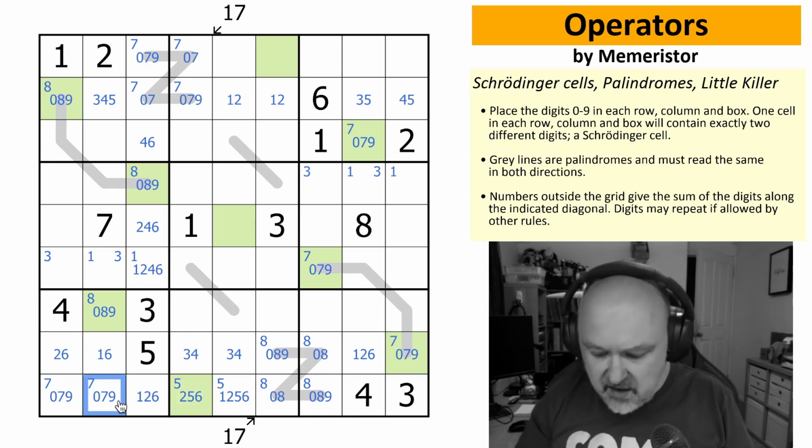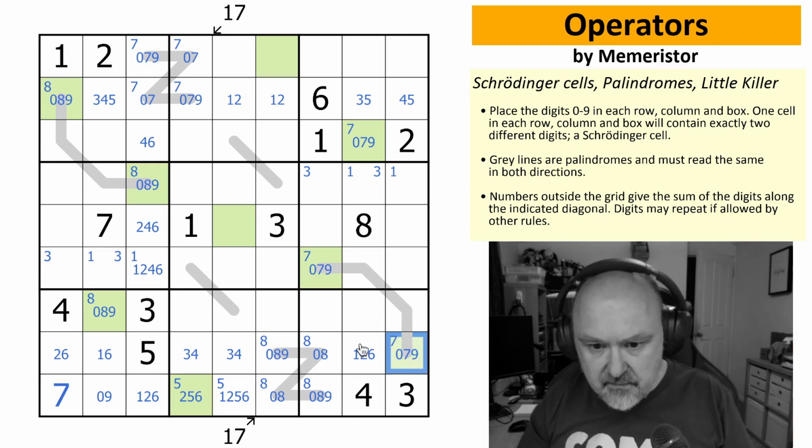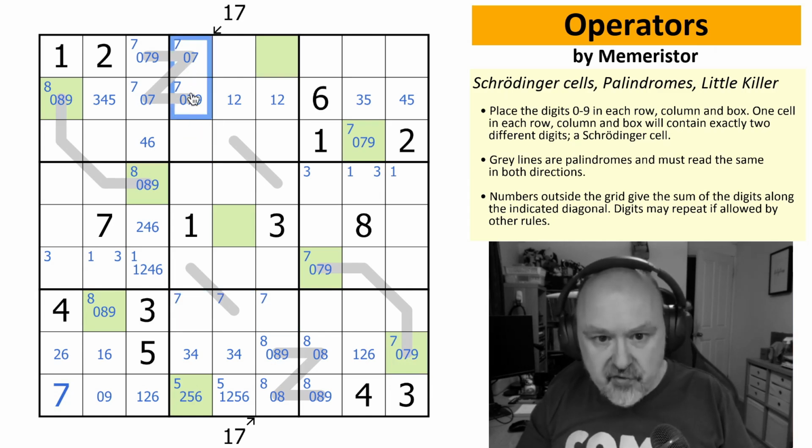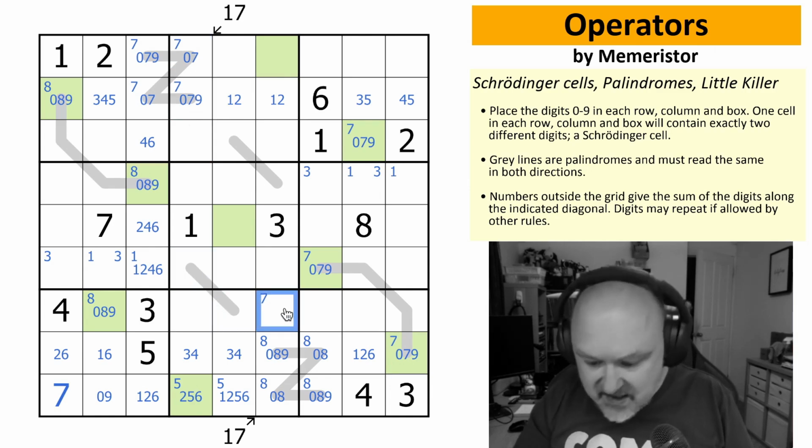There's no 7 here. But that was only one. This must be a 7. And I know there's a 7 here. So there's a 7 in one of those 3. But there's a 7 in one of those 2 for sure. So there's no 7 there. And if I put a 7 there, there'd be a 7 there, and that would conflict. There is no 7 there. This is a 7.